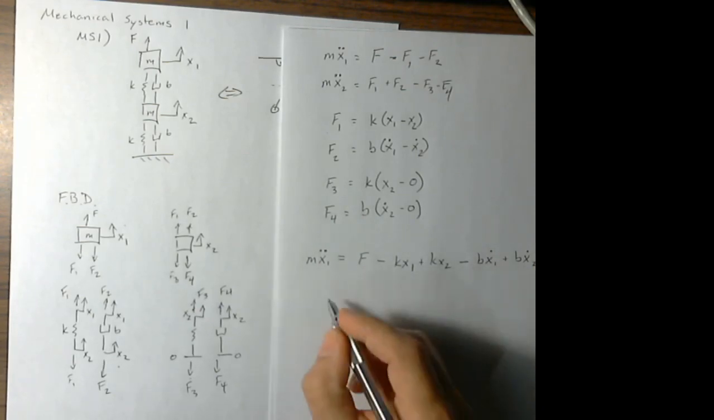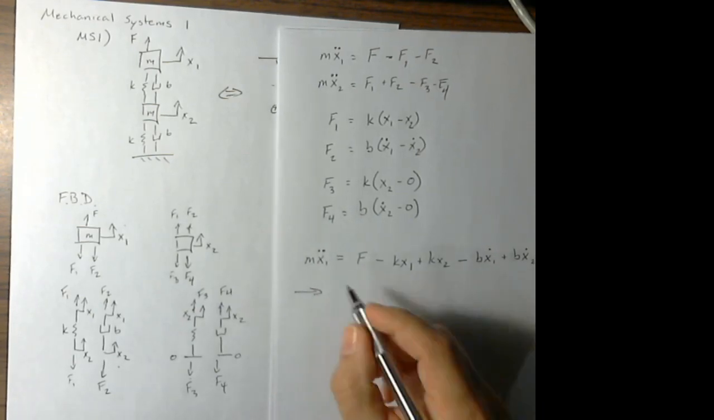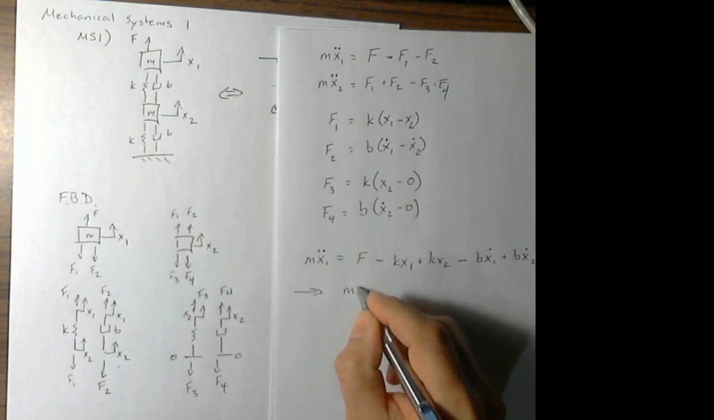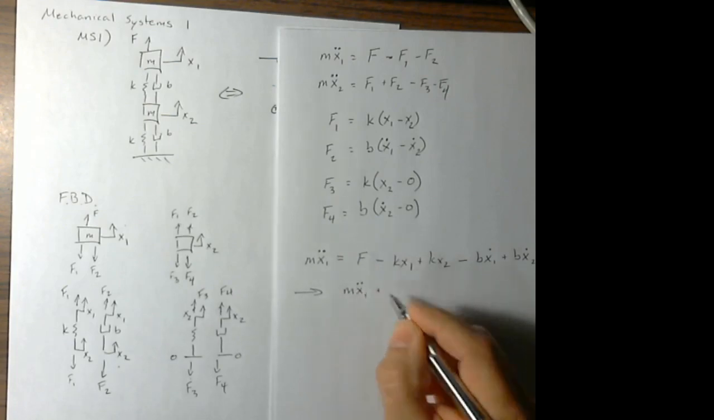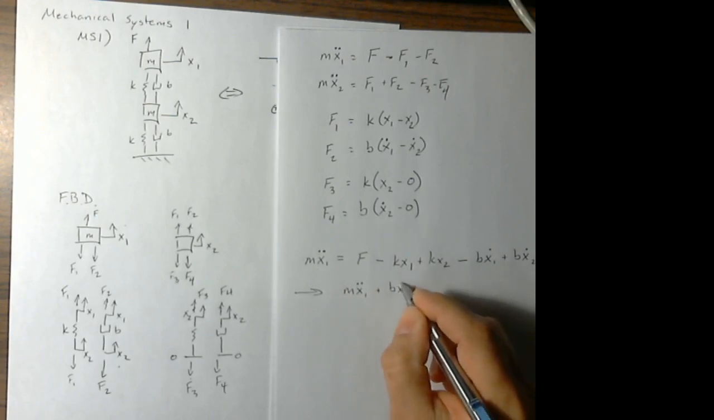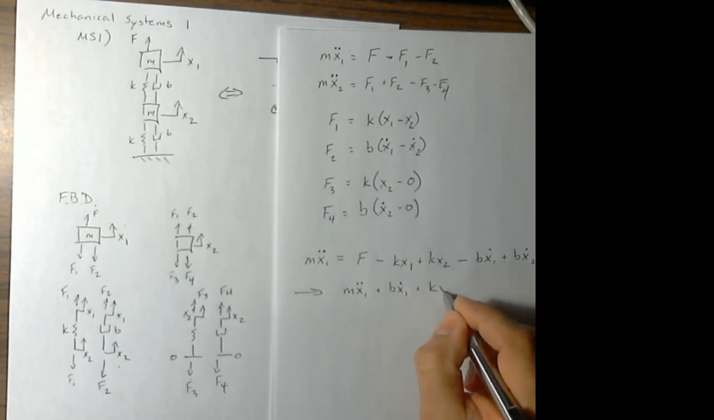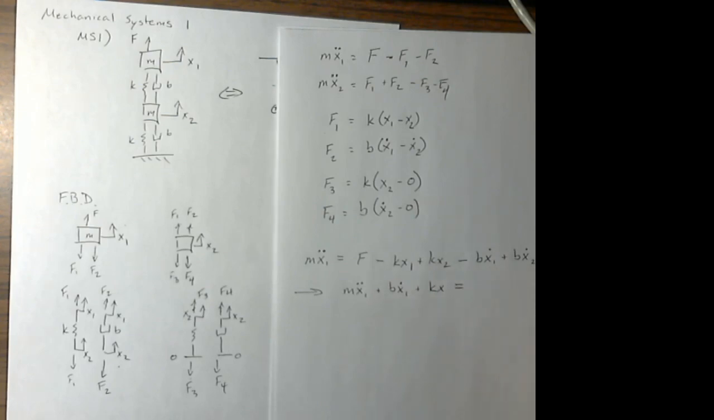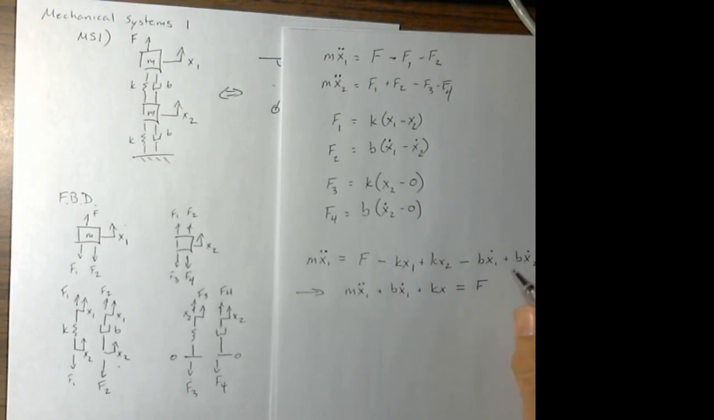I can, just to make that look nicer, I like to organize all of my x1s together. That sounds like a good idea. Then on the right-hand side, interestingly enough, we see F, the forcing term. That's the input to the system, the driving force that's going to make this whole thing move. All right, and then let's write some other terms. We're still left with the bx2 dot and the kx2.